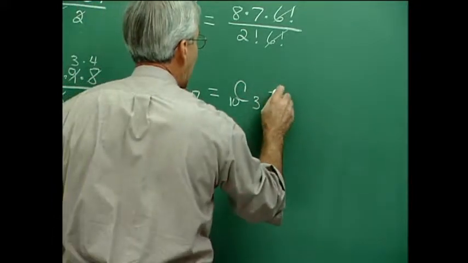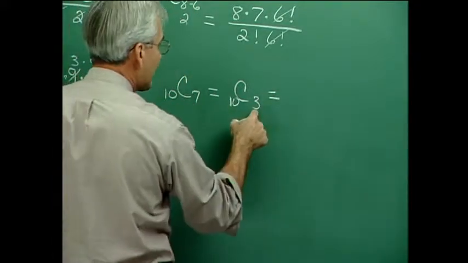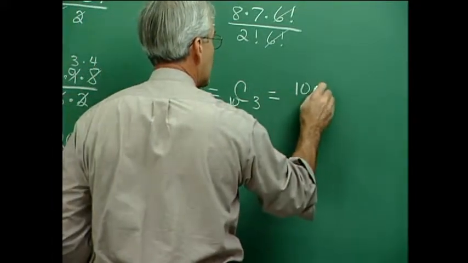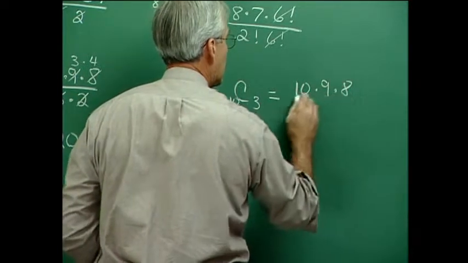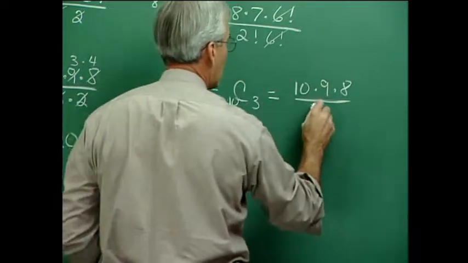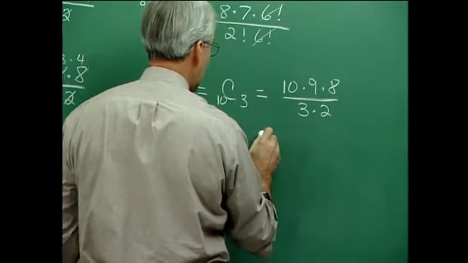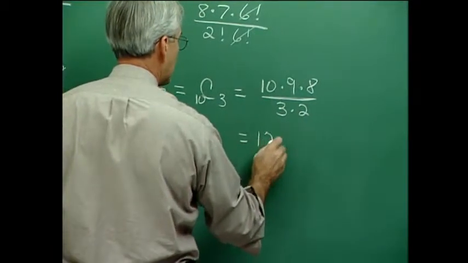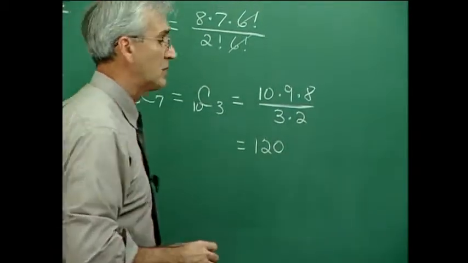So then we would have, let's see, in the numerator, 3 factors starting with 10: 10 times 9 times 8. In the denominator, 3 factorial, or 3 times 2. And multiplying, we find the value to be 120, as expected.